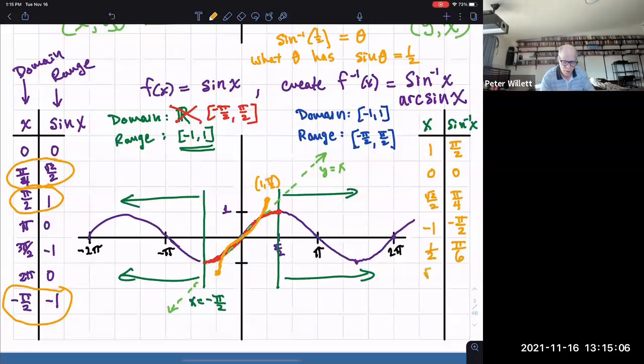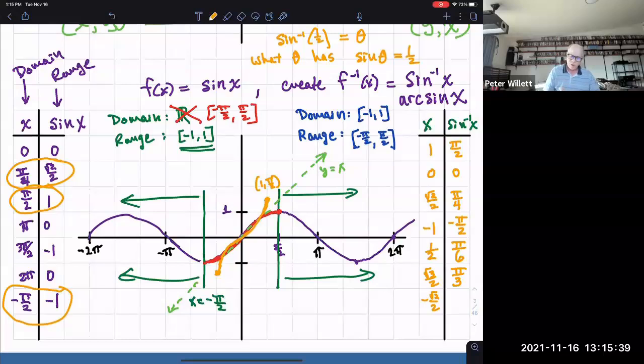If I plug in square root of 3 over 2, well, that would be the angle in quadrant 1 where the y value of the point was square root of 3 over 2, which is pi over 3. If I plug in negative root 2 over 2, that's the angle where the y value is negative root 2 over 2, so it would need to be the angle between negative pi over 2 and 0, which is in quadrant 4, and that angle is negative pi over 4.